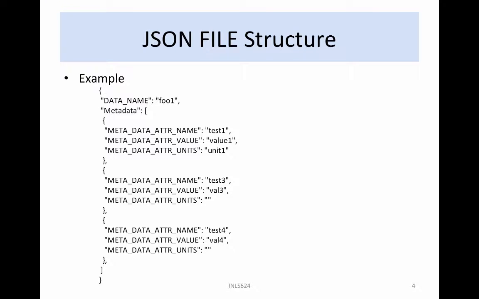A JSON file has the following structure. The data name for the file is defined, and then all of the metadata attributes for the file are listed under metadata. A separate metadata file is created for each file in the collection. That metadata file holds all the metadata attributes associated with the file. In this example, there are 3 metadata attributes. Metadata attributes that do not have a units field have a null written for the value.